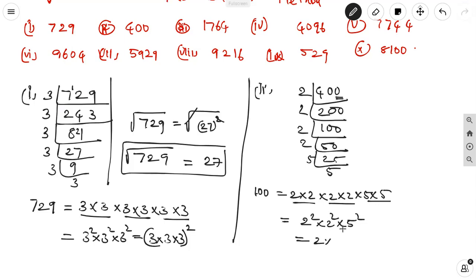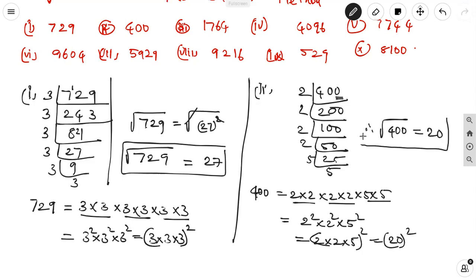3 pairs. 2 square into 2 square into 5 square. It is equal to 2 into 2 into 5 whole square. 2 2s are 4, 4 5s are 20. It is equal to 20 square. So it's 400. Therefore, the square root of 400 is equal to 20. Why? Because taking the square root on both sides, the square and square root get cancelled.